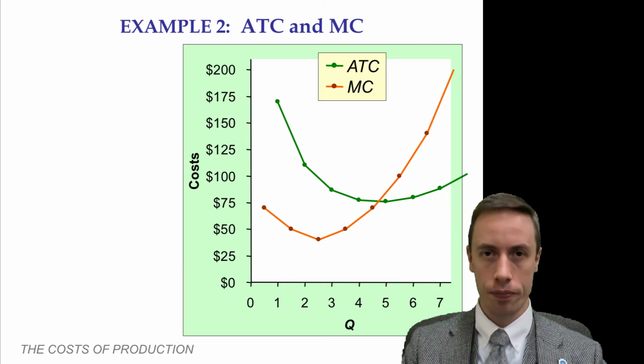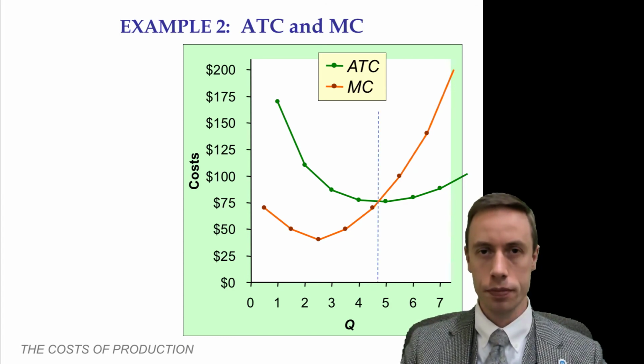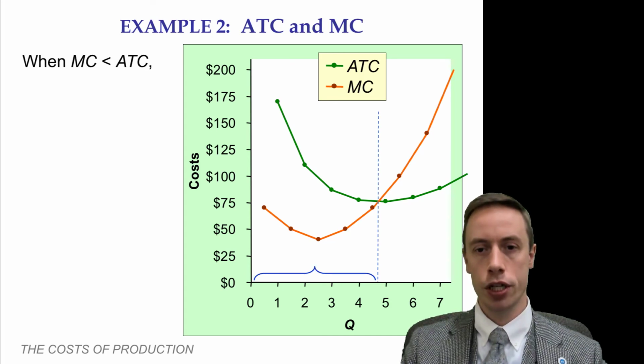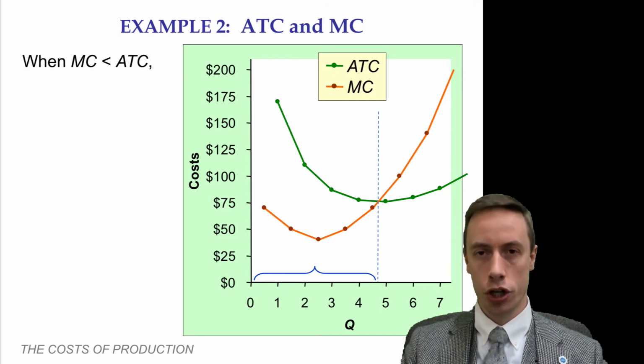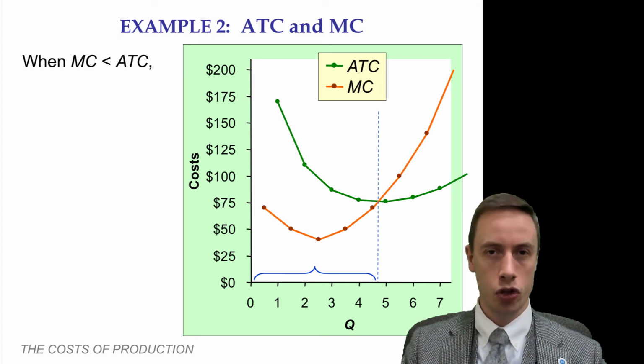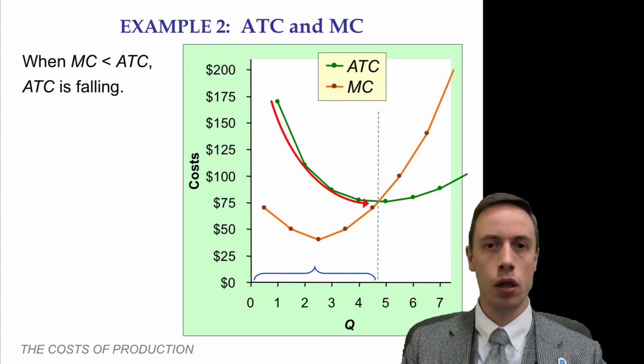Let me show you. So imagine your business starts producing from 0 and increases production. Before we hit this intersection, in the range indicated by the blue brace here, all the marginal cost points are below the average cost points. If you produce a unit that has a marginal cost less than your average so far, it will lower your average cost of production.